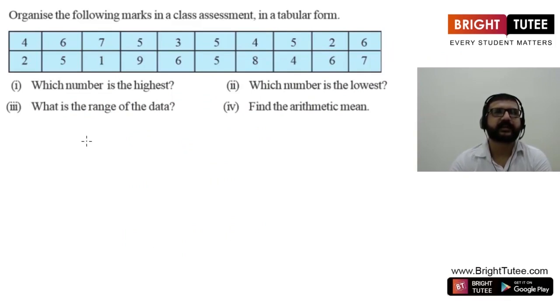The question here is, organize the following marks in a class assessment in a tabular form. So the data is given to us here. It contains marks of a class assessment. We have to organize this data in a tabular form, and then we have to find which number is the highest, which number is the lowest, what is the range of the data, and then we have to find the arithmetic mean of the data. For that, let's form a table first.